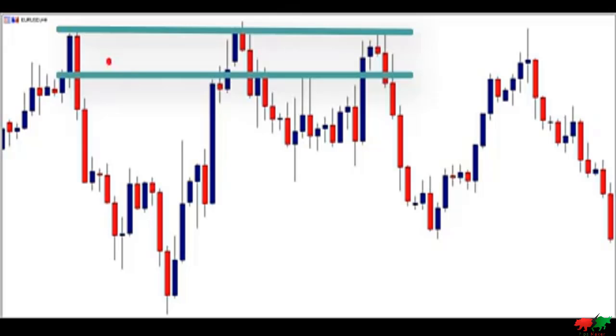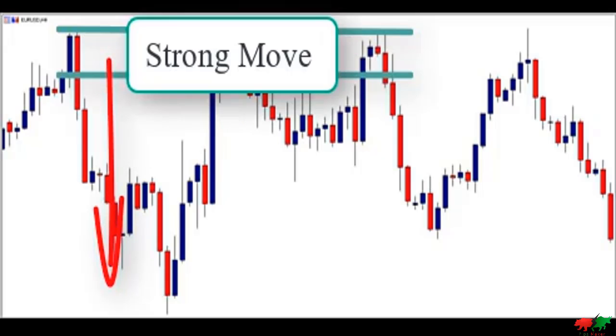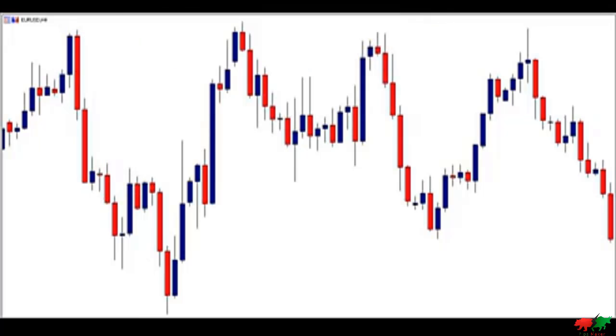So in this example, we can say that this move is strong because the market didn't spend too much time in the zone and the candle size is big. Let me give you another example.